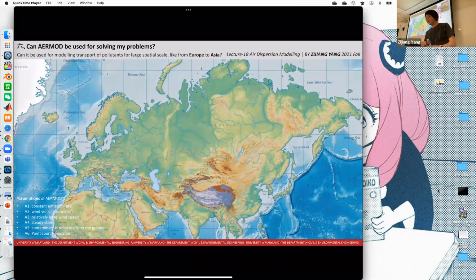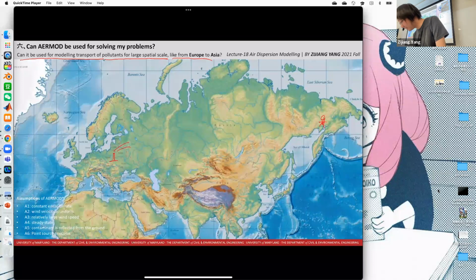And here, let's look at an example. Let's show the continents of Asia and Europe. Can air models be used for modeling the transport of pollutants over a large spatial scale, like from Europe to Asia? For example, if I have a stack here, in Germany, something like here, and then we have some people here, like in Russia, and the pollutants are coming to here. So in this case, our question is, can I apply air models to predict the concentration from here to here? What do you guys think?